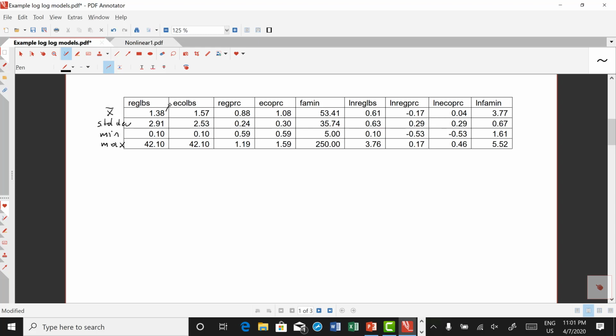We're not going to be using the demand for eco-label apples. We have the price of regular apples, the average 0.88. The price for eco-label apples, as you would expect, is a bit higher, 1.8. And on average, family income is 53,000. And then we also have the log. So these are the average values for the log of each of those variables.